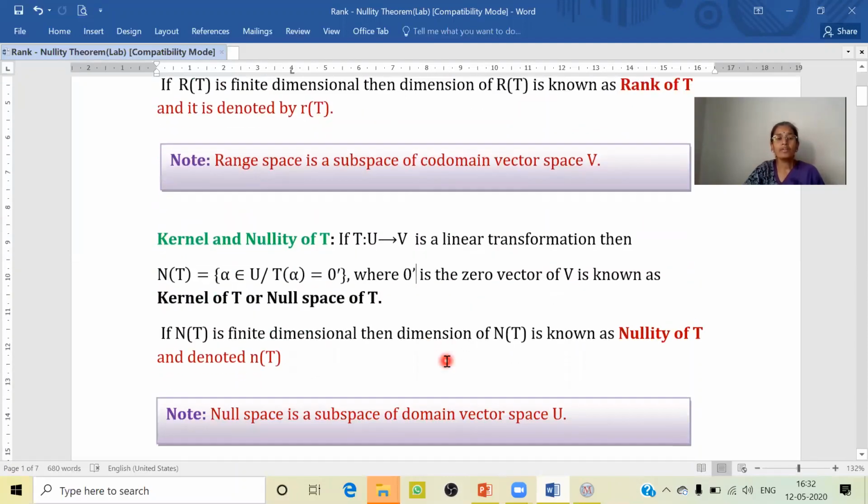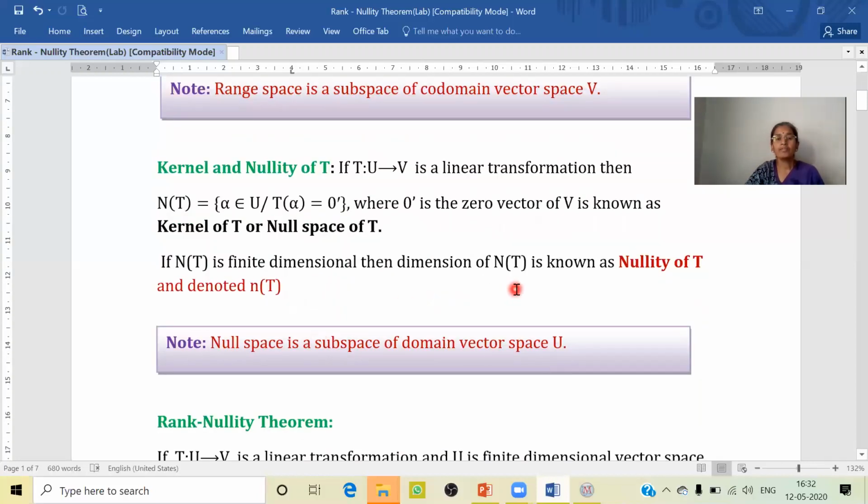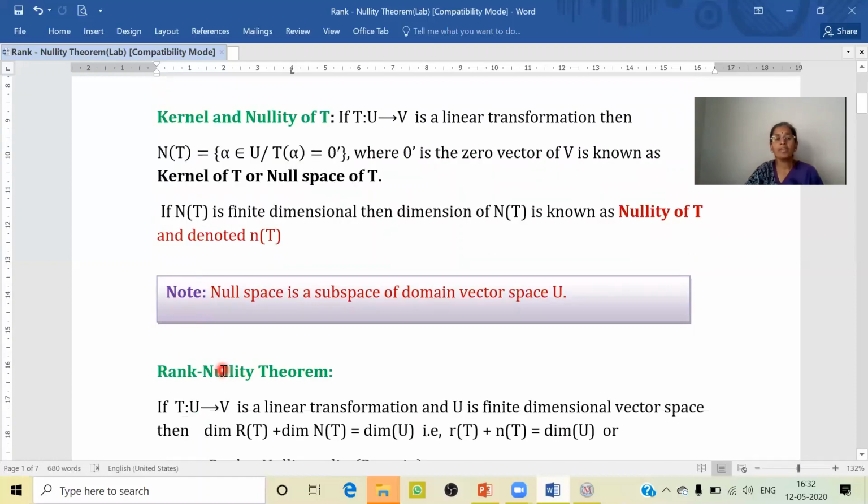Next, let us look into the kernel and nullity of T. If T from U to V is a linear transformation, then N of T is equal to set of all alpha belonging to U such that T of alpha is equal to 0 dash, where 0 dash is the zero vector of V, the codomain, is known as kernel of T or null space of T. If N of T is finite dimensional, then dimension of N of T, that is a null space, is known as nullity of T, and it is denoted by n of T. Note that null space is a subspace of the domain space U.